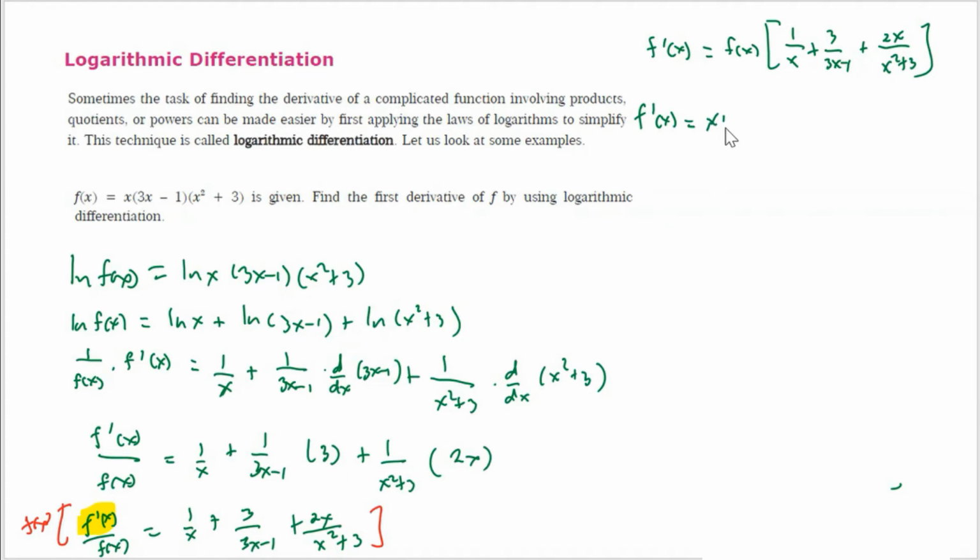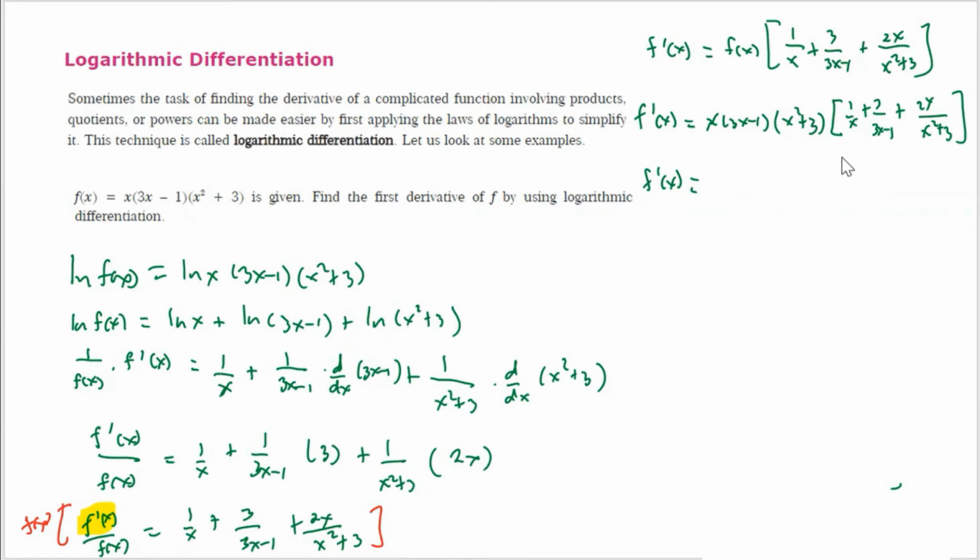f prime of x is equal to x times 3x minus 1 times x squared plus 3, and then copy what is inside the bracket. So I will write that one as 1 over x plus 3 over 3x minus 1 plus 2x over x squared plus 3. Now, we can write f prime of x is equal to, you need to multiply the value of f of x, which is these three terms, times whatever is inside the quantity in the bracket. So, we have to multiply.